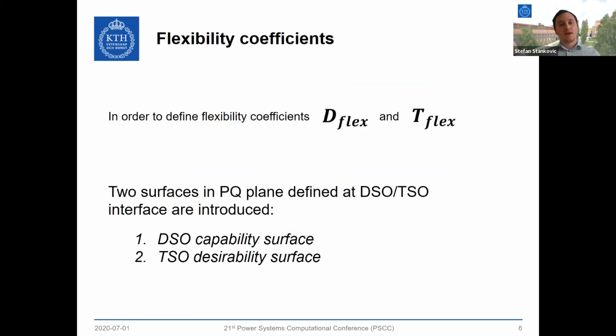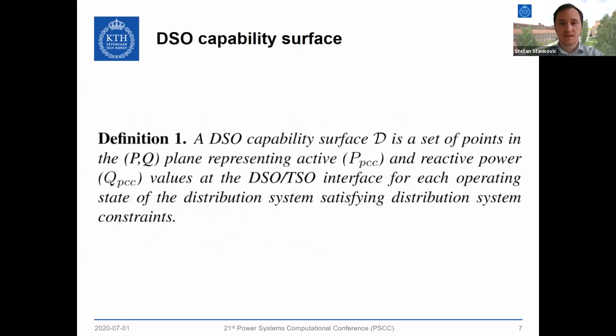As I said, we are going to introduce two coefficients, the D-flex and T-flex coefficients. But before we introduce them, we first have to define the DSO capability surface and the TSO desirability surface. We introduce the DSO capability surface with definition 1 in the paper, and it says that the DSO capability surface is a set of points in the PQ plane representing active and reactive power values at the DSO-TSO interface for each operating state of the distribution system, satisfying distribution system constraints. The thing to be emphasized here is that those are the PQ sets that satisfy distribution system constraints.